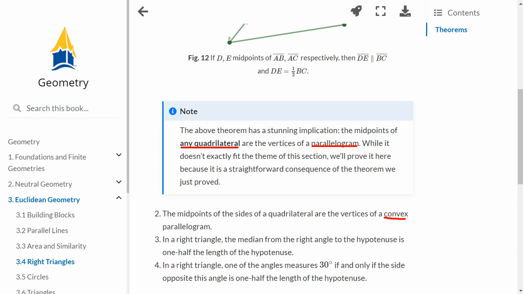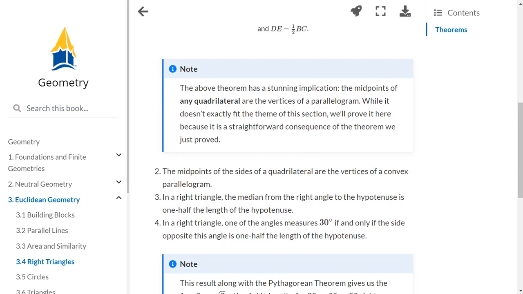I put convex here to make it easier to prove. It's true even for concave, but I didn't want to make life miserable, and a lot of people don't even think of the concave case. So there's that simplification.